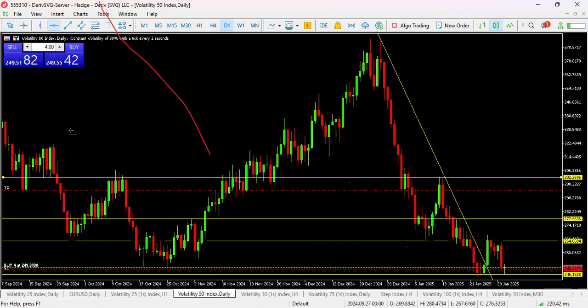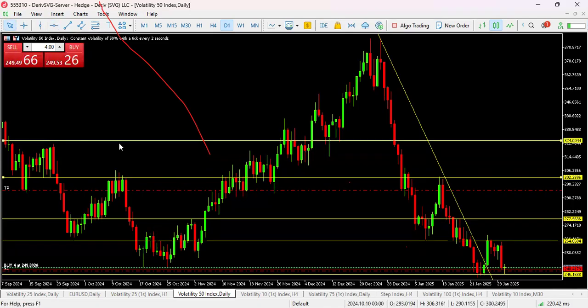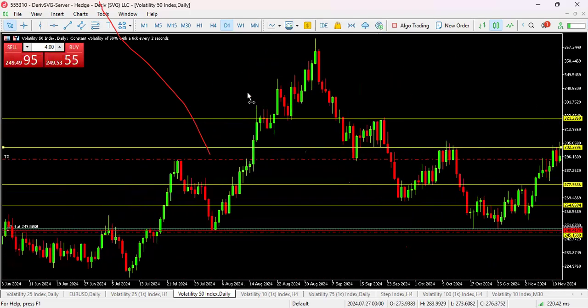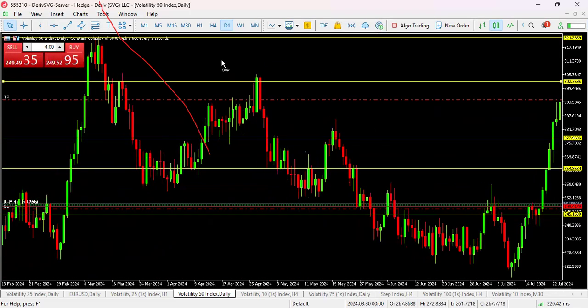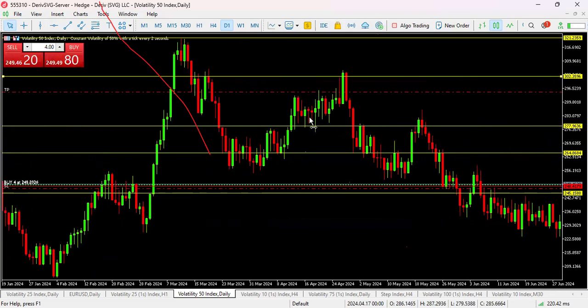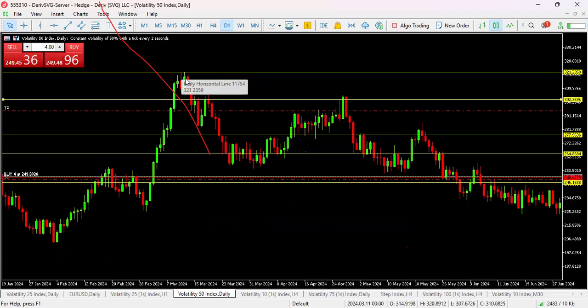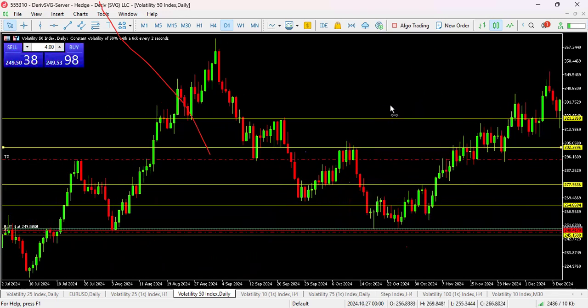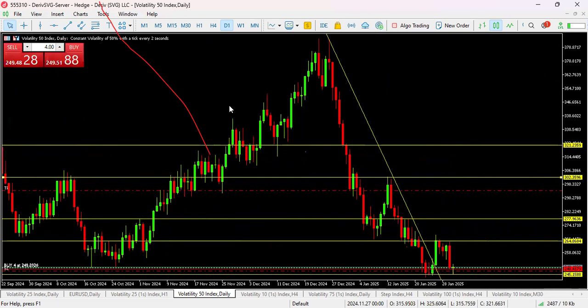Again, here is also a resistance. How do I know? Multiple touches. Then you check back. Go to the back side to see if what you drew is correct. All right. This one is correct. This one is correct. So we have learned support and resistance.